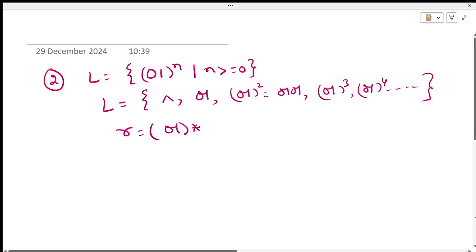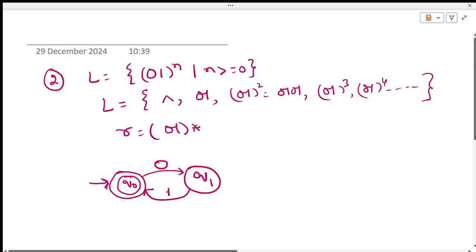Now, since we have already seen that whenever we have a null string in the language, what we need to do is make the initial state the final state. Initial state is also the final state, as the null string is also accepted. Now, once it accepts a single 0, it will move to the state Q1, and once Q1 accepts 1, go back to Q0.